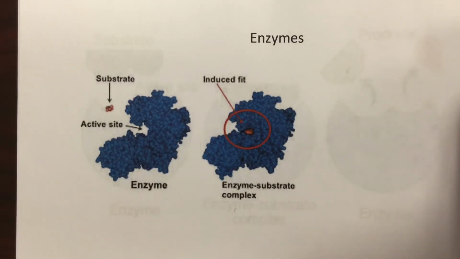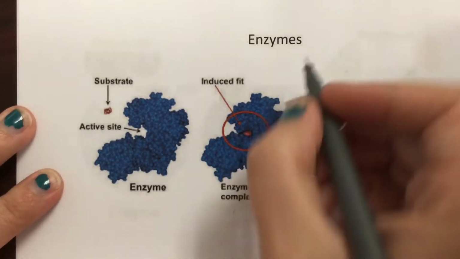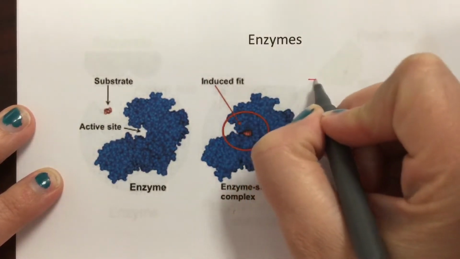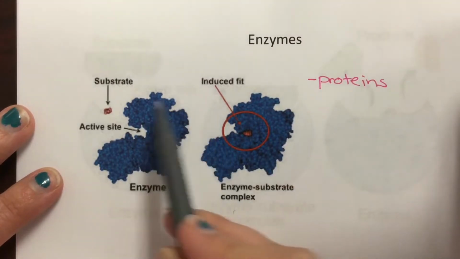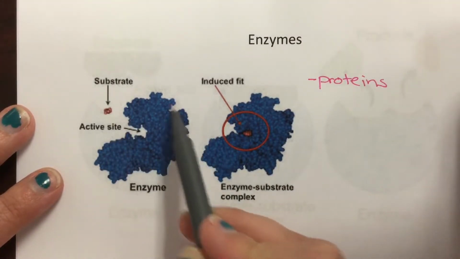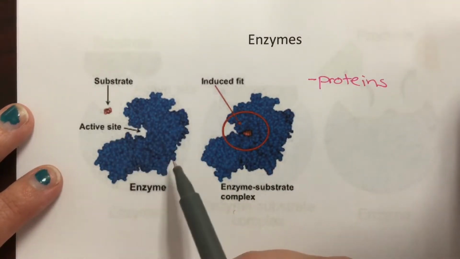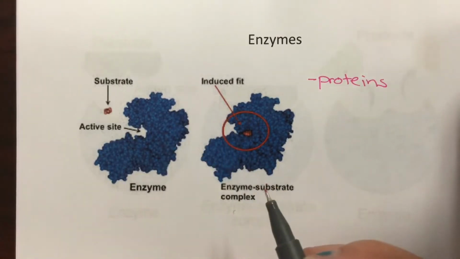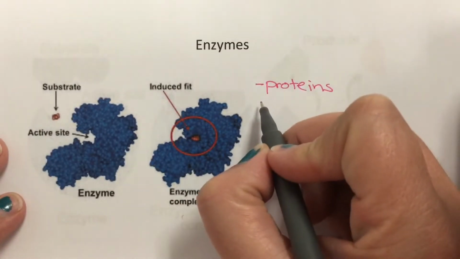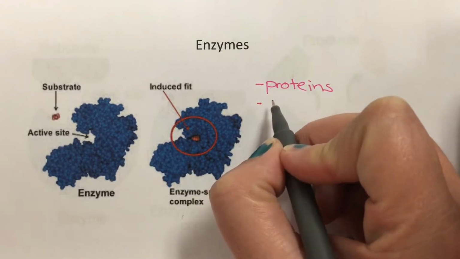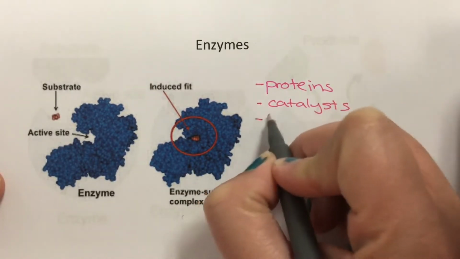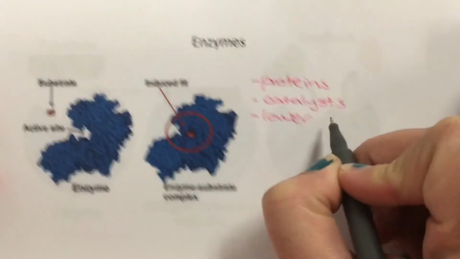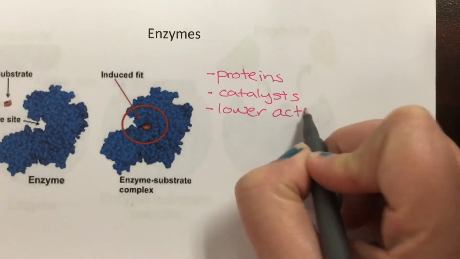All right, so we're going to talk about enzymes in this video. So enzymes are really just proteins. And so you can see in this picture here, this blue whole thing is this enzyme, this big three-dimensional globular protein. And what their job is, they act as catalysts. And they do that by lowering the activation energy, which we'll talk about in a second when we look at the graph.